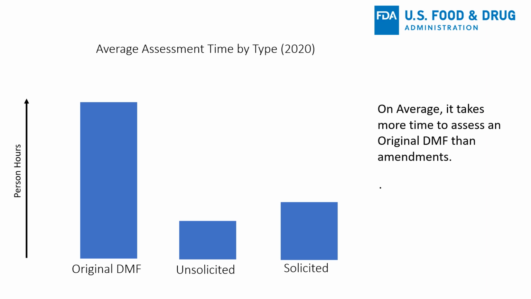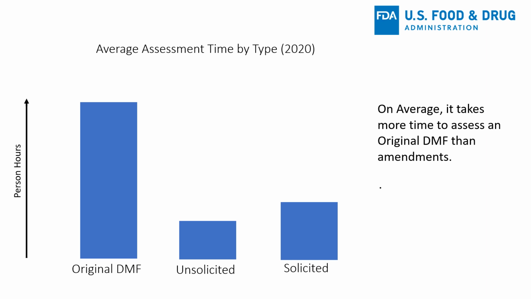Now, you'll notice the unsoliciteds on average are the fastest reviews, and the reason for this is that most unsolicited amendments contain only 1 or 2 changes to the process. They are unsolicited, so they are changes to a currently adequate process.